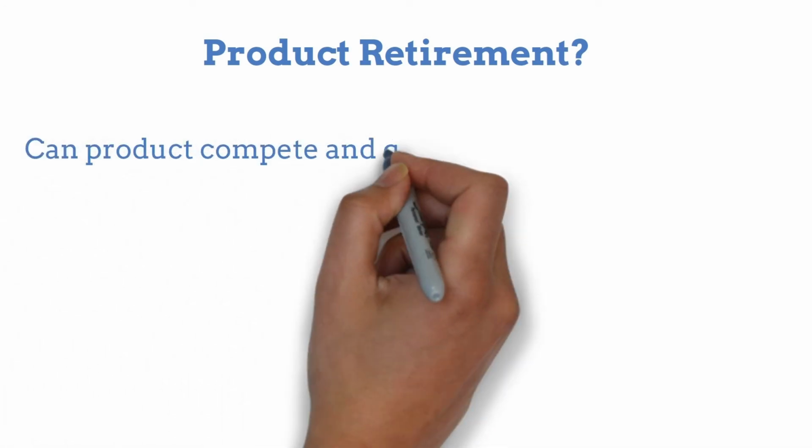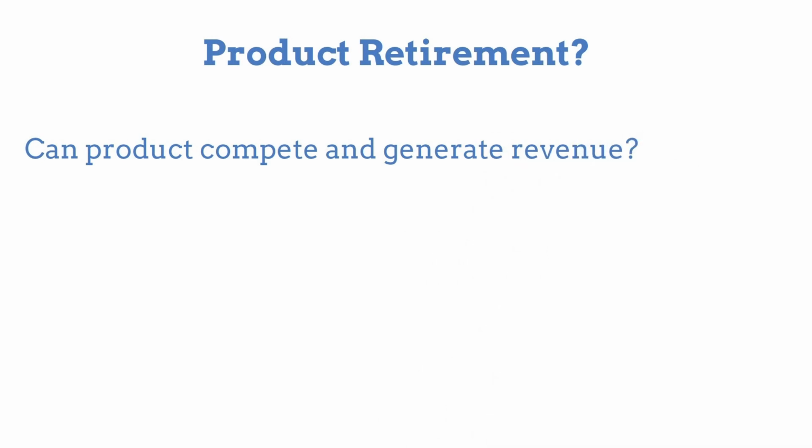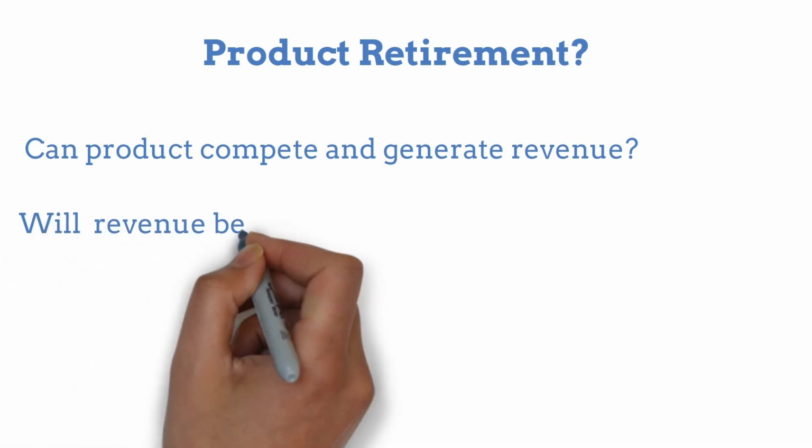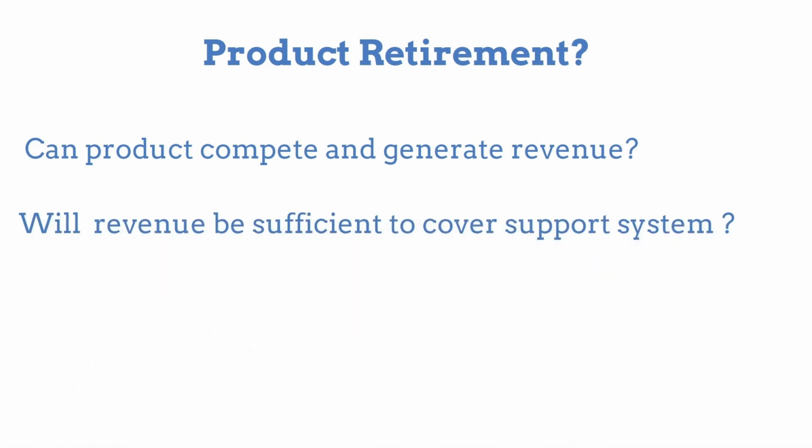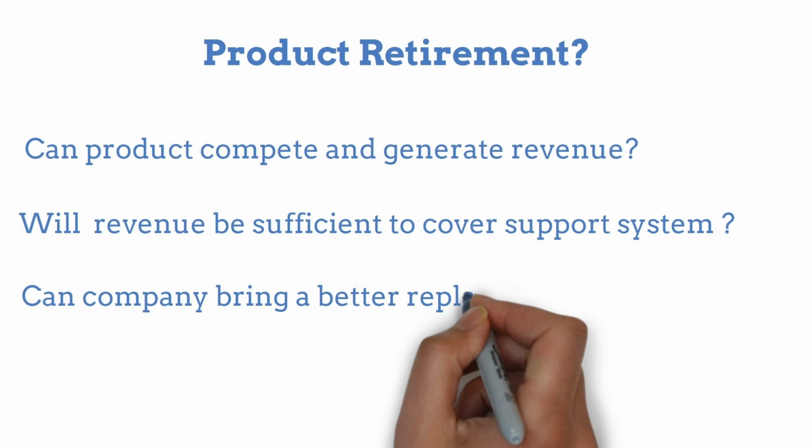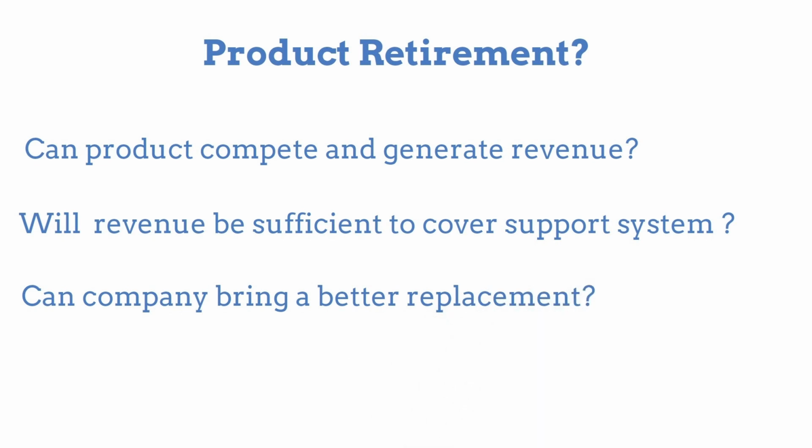First, can the product compete in the current market and generate revenue? Second, will this revenue be sufficient to keep the support system going for that product? Third, can the company bring a better product to replace the current one? This means there has to be a process defined to dispose of the product once it serves its lifetime. And once the company answers these questions, this process can be implemented.